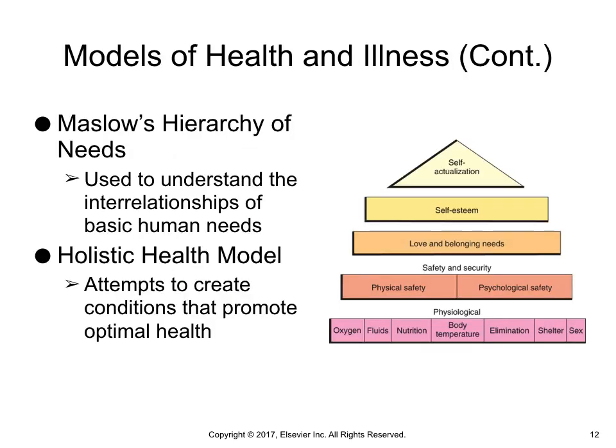Maslow's hierarchy of needs is a model that nurses use to understand the interrelationships of basic human needs. According to this model, certain human needs are more basic than others. As a result, certain needs must be met before others, such as fulfilling the physiological needs before the needs of love and belonging.